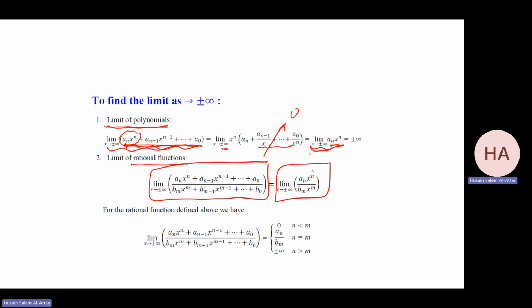If the degree of the numerator is less than the degree of the denominator, then I have 0. If they are equal, they cancel, and I have the ratio of the leading coefficients. If they're not equal, then it will be either plus or minus infinity. It depends on the sign, as x goes to infinity or minus infinity, and also on the sign of these numbers. I will take examples later.